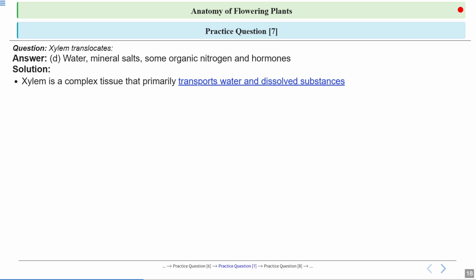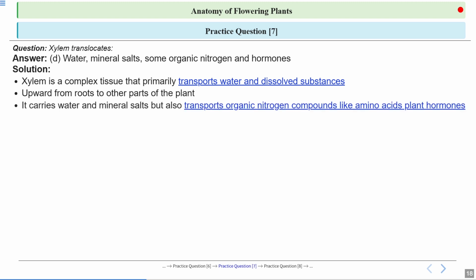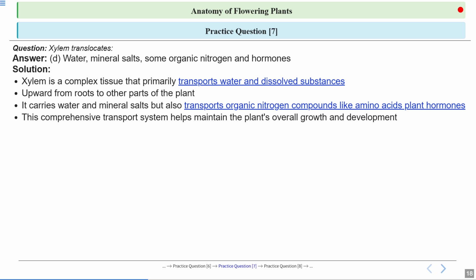Let's see the explanation. Xylem is a complex tissue that primarily transports water and dissolved substances. What are the dissolved substances? So, upward from roots to the other parts of the plant. It carries water and mineral salt, but also transports some organic nitrogen compounds like amino acid and plant hormones. This comprehensive transport system helps in maintaining the plant's overall growth and development.